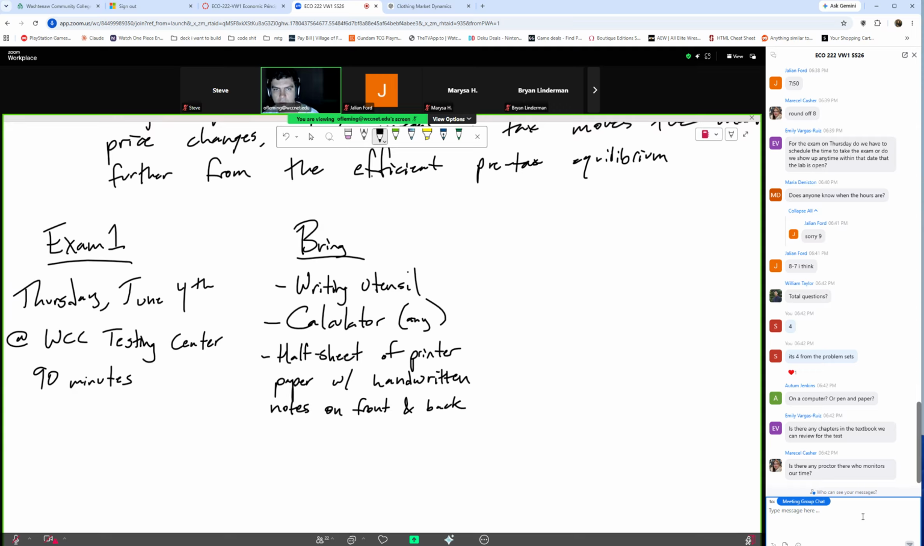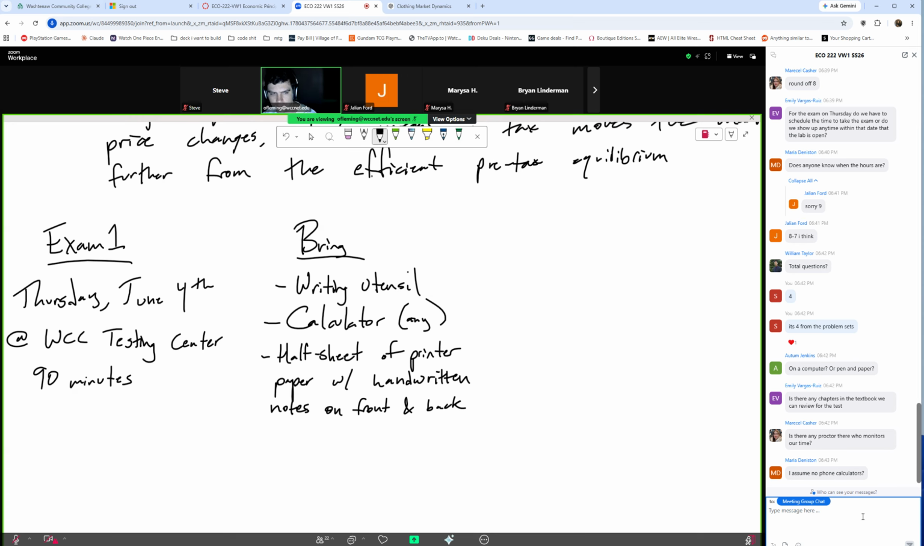But you should bring a calculator, okay? Because you need to calculate those elasticities. And then your notes are the half sheet of printer paper, okay? Half sheet of printer paper with handwritten notes on the front and back, okay?